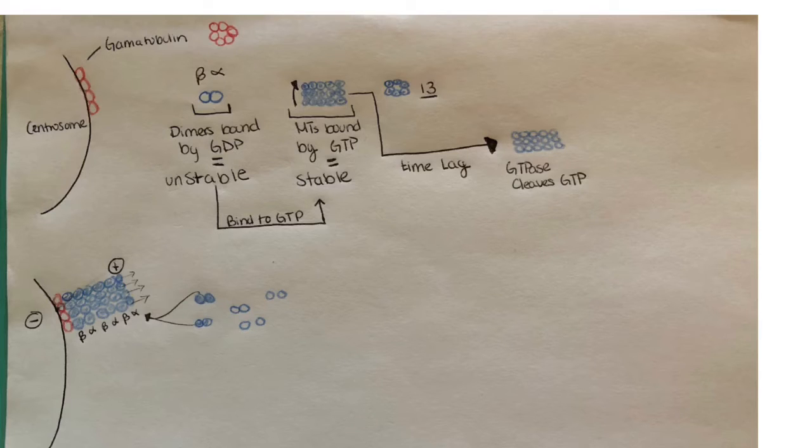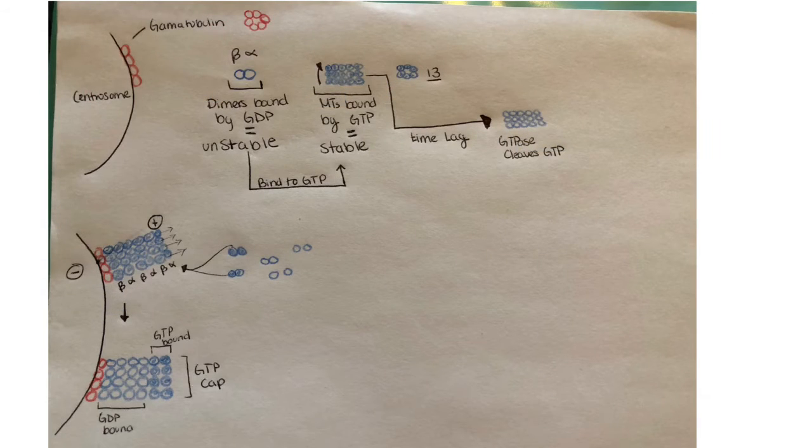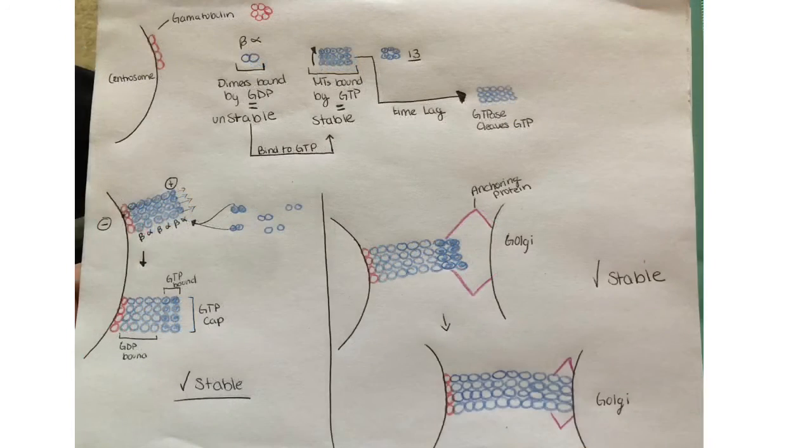This cleaving happens slowly as there is a time lag. During the time lag, MT polymerization is continuing to happen, which results in this GTP cap at the positive end. Although all the tubulin proteins on the negative side are unstable and do not want to be part of the MT, the GTP cap provides stability for the entire MT. Polymerization continues until either the microtubule has reached a target or there are no more tubulin proteins for polymerization.